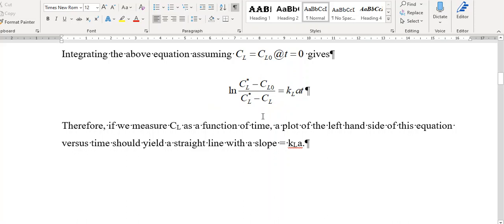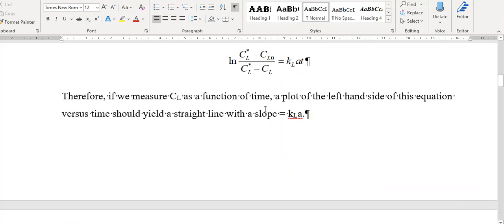It's identical mathematically. So again, what you would have done in the lab, you would have measured Cl, with the electrode, as a function of time, and worked out this in your spreadsheet, plotted it against time, and the slope would be the KLA. In a similar way, we had some example problems in heat transfer where we use it to work out the U value.